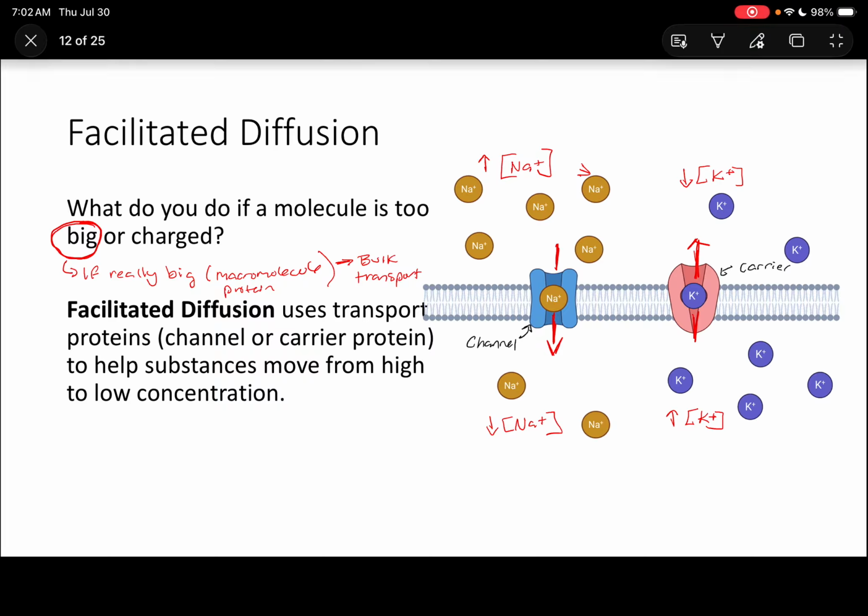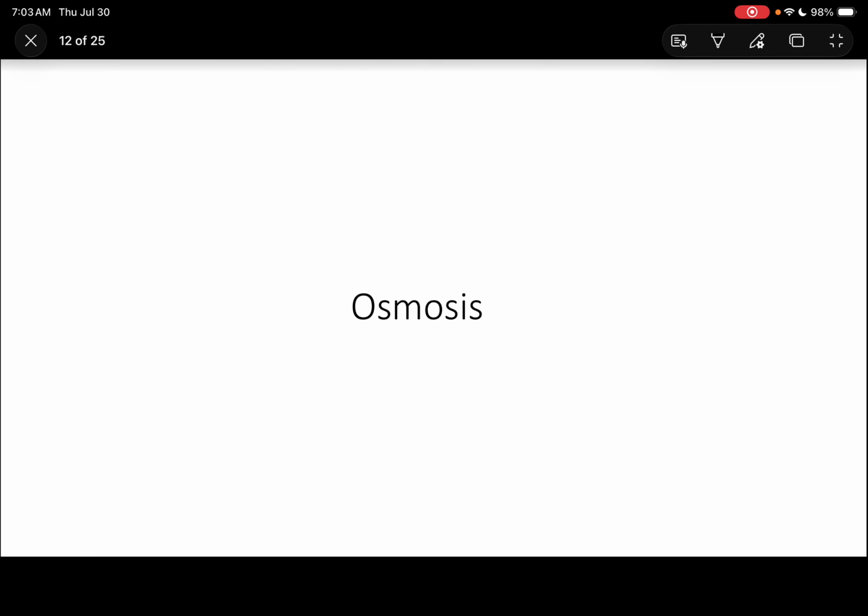Okay, so facilitated diffusion still doesn't need an input of energy, still going from high to low concentration, but we need the assistance of some type of transport protein because the thing is either a little bit too big to get through on its own, or it has some type of charge or partial charge that it needs assistance with. All right, that's going to cover it for diffusion. Pick up with us next time for osmosis.